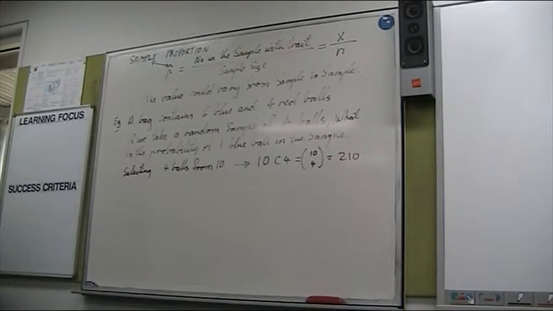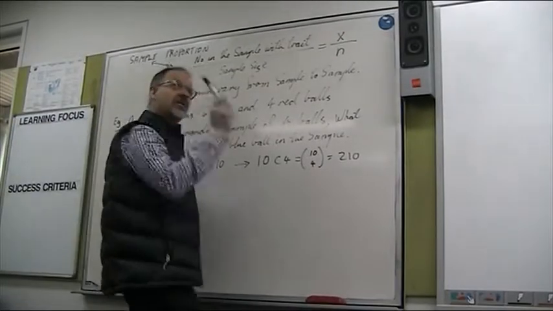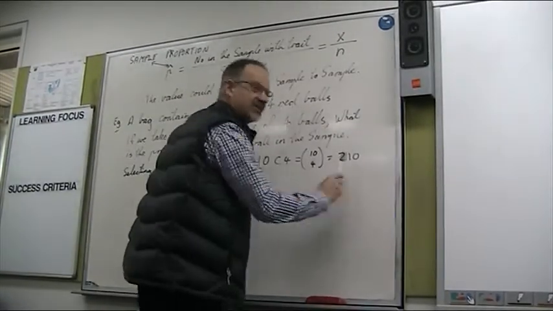Alright, so there are 210 different ways we could take 4 balls out. I had prepared that one earlier, sorry, I forgot to say that. You would do it on your calculator, and because I prepared it earlier, it's 210.